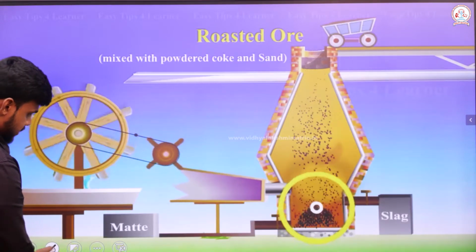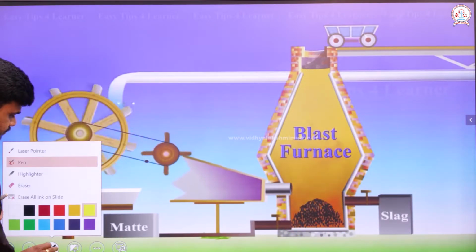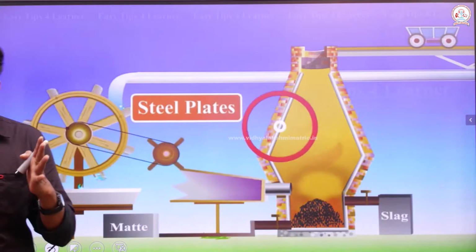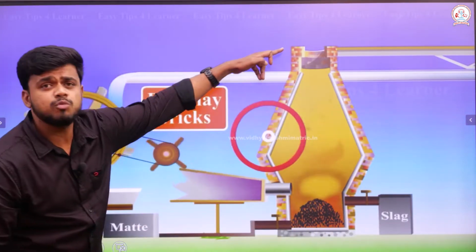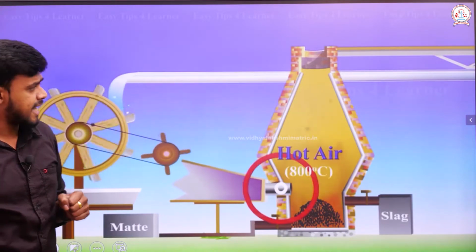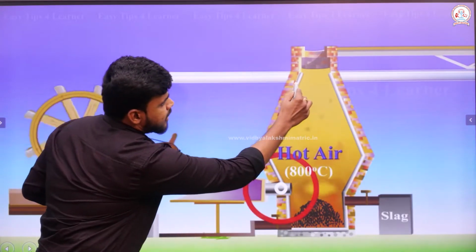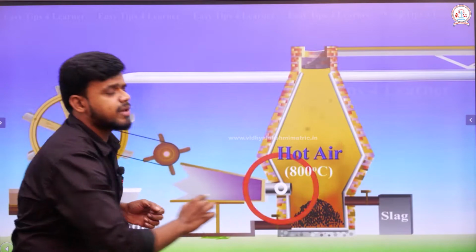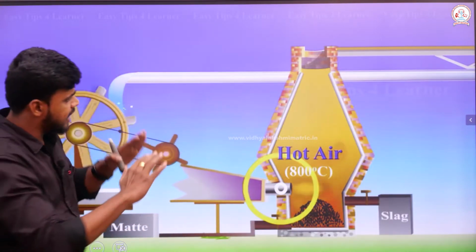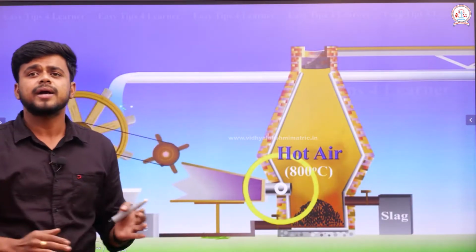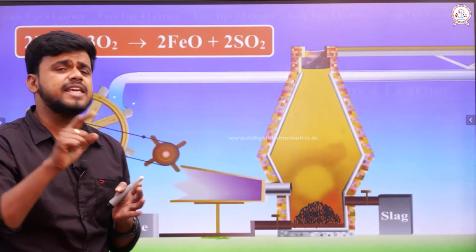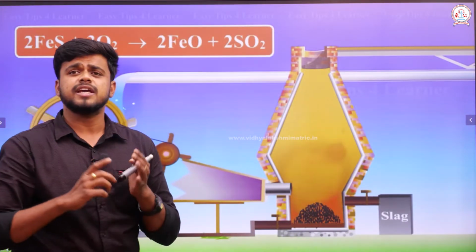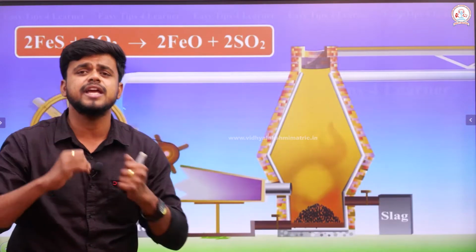Everybody over here, are you able to see the video? This is a furnace in which the smelting process is carried out. Here is the steel chamber which has been constructed, around which bricks are placed. Why are bricks placed? Bricks are placed in order to prevent the loss of heat.